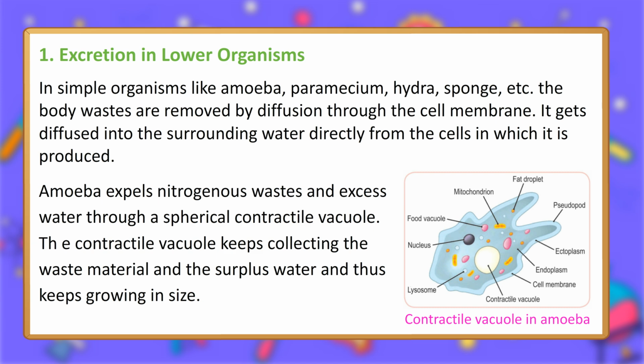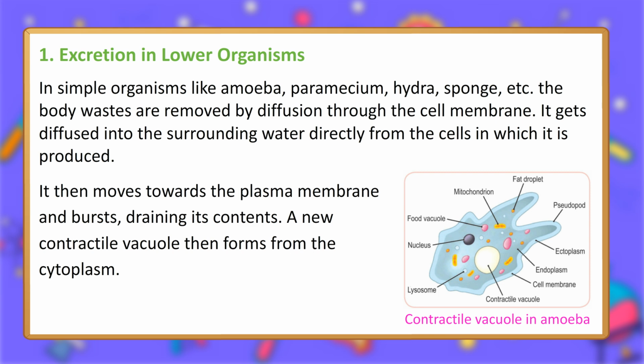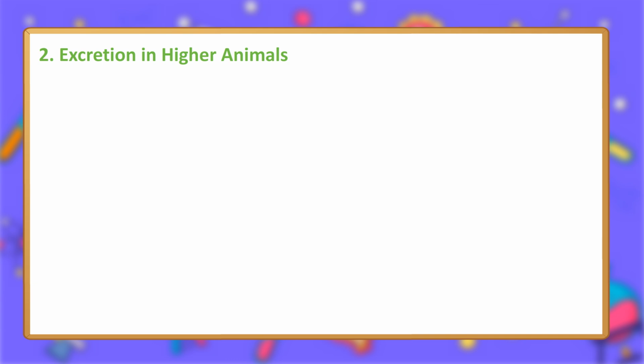The contractile vacuole keeps collecting the waste material in the surplus water and thus keeps growing in size. It then moves towards the plasma membrane and bursts, draining its contents. A new contractile vacuole then forms from the cytoplasm. Contractile vacuole in amoeba.